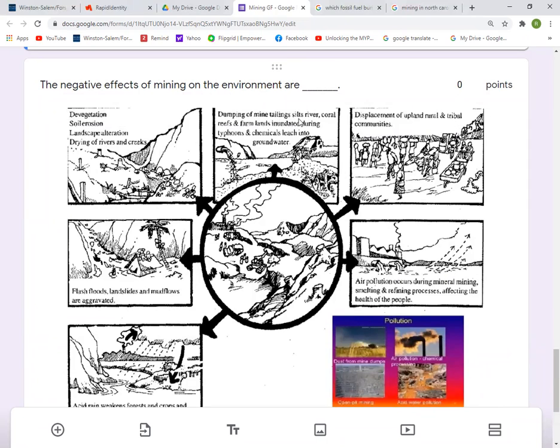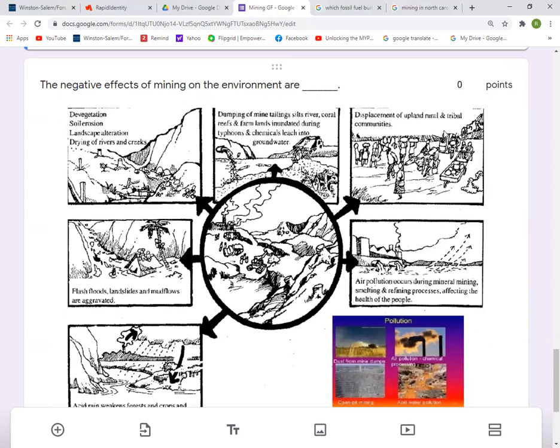Silts, dumping of mine tailings that includes silts and other toxic chemicals into the river ruins the river and kills the fish that live there. Mining can also displace communities.